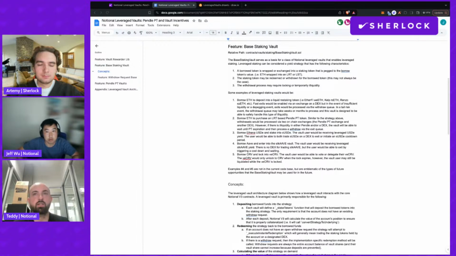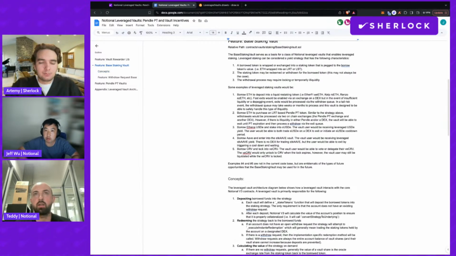Jeff, sorry, can I just say a few words on the redemption illiquidity stuff? Yeah. So this base staking vault, these staking strategies, the primary risk is the potential illiquidity and unredeemability of the asset that the vault is holding, right?